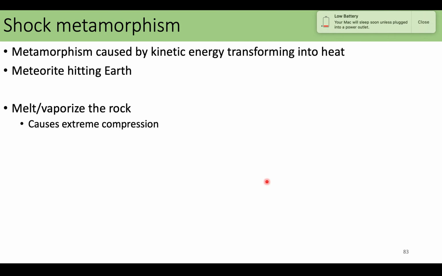And then shock metamorphism, I want to mention because it's kind of fun. Doesn't happen very often, but this is where kinetic energy transforms into heat in the form of something smashing into the earth. So for example, a meteorite hitting Earth, we would melt or vaporize the rock almost immediately. This would cause extreme compression and quite a bit of metamorphic activity. So a crater, for example, would have a lot of metamorphism around due to that shock impact, that shock metamorphism.